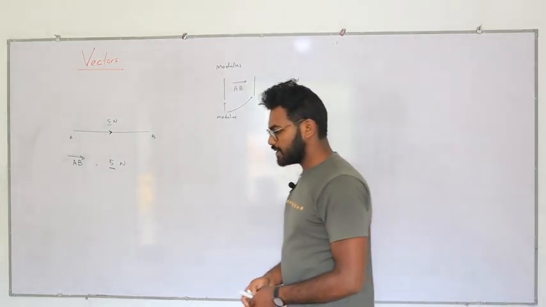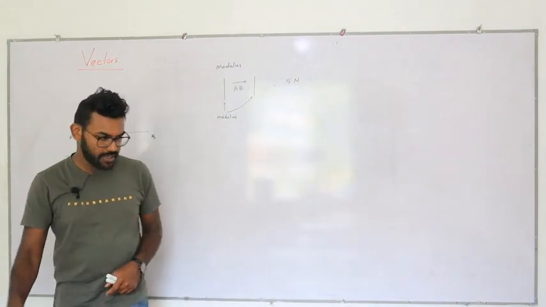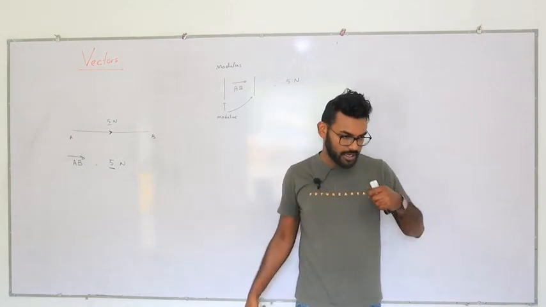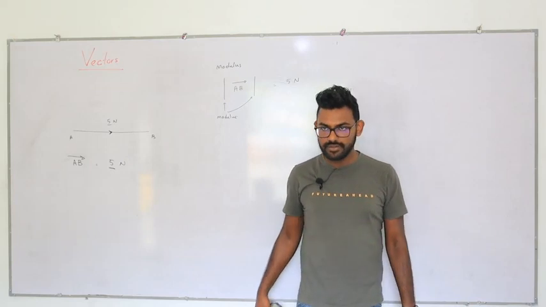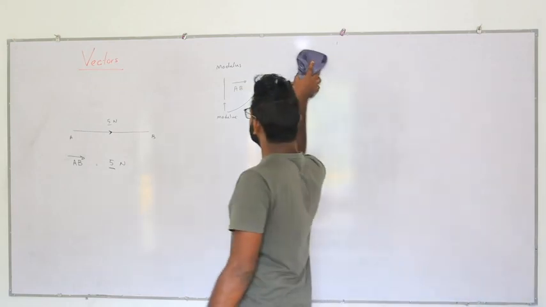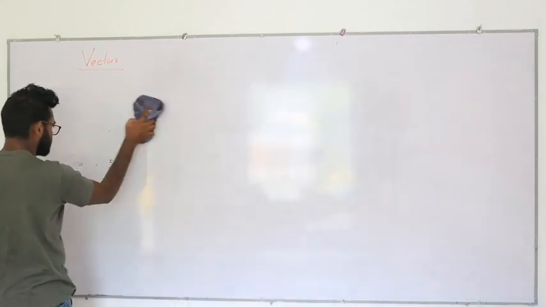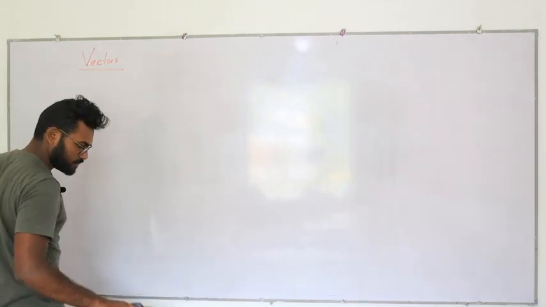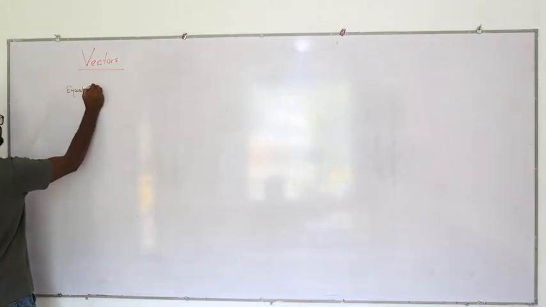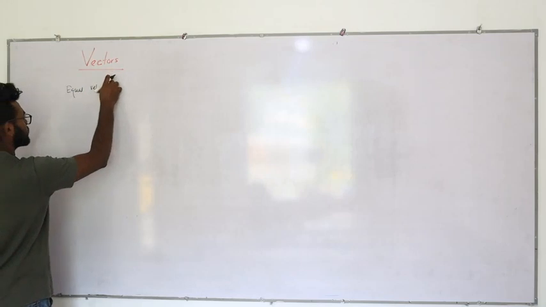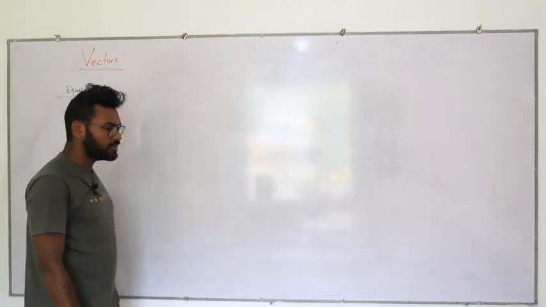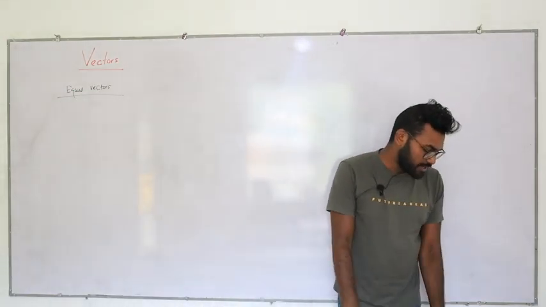So we write a subtopic. We're going to consider some different types of vectors. We are going to consider what is meant by equal vectors and opposite vectors, and what zero vectors are. We are going to learn about that. Okay. The first topic will be equal vectors.